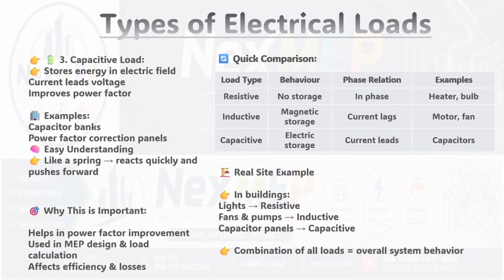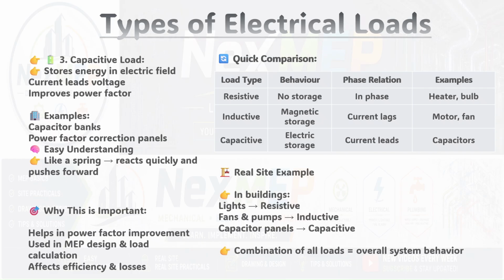The third type is capacitive load. Capacitive loads store energy in an electric field. In these loads, current leads voltage, meaning current arrives before the voltage. Capacitive loads actually improve power factor because they supply reactive power. The best examples are capacitor banks and power factor correction panels used in industrial buildings. Think of it like a spring: it reacts instantly and pushes forward.